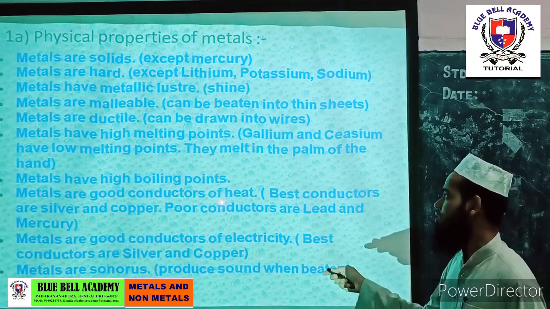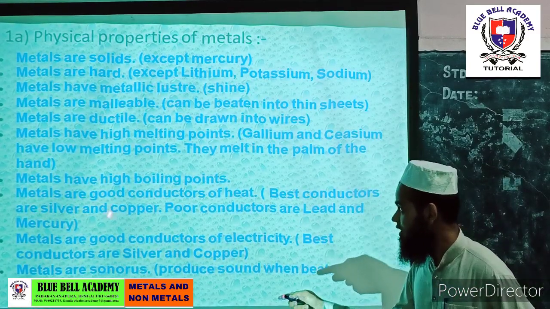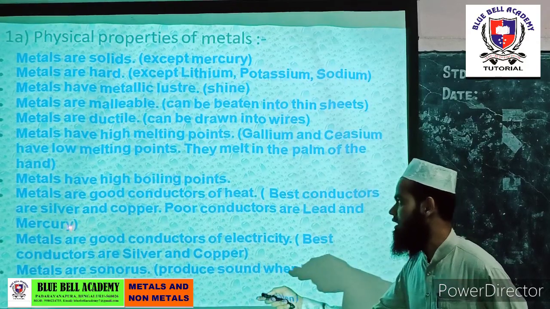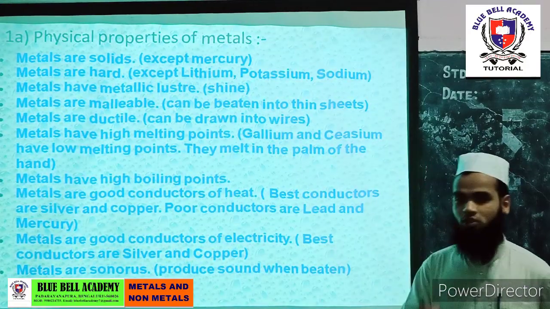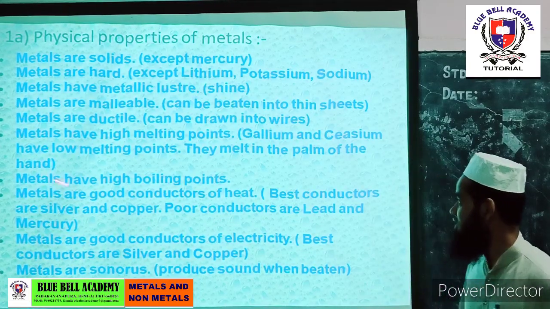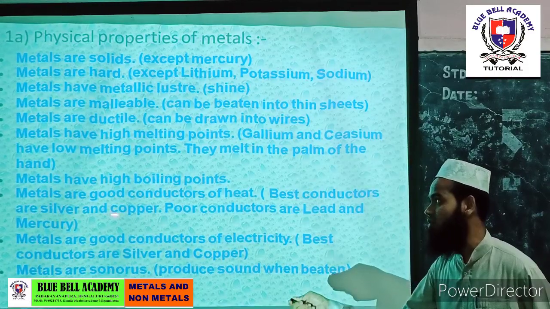Metals are good conductors of heat. Best conductors are silver and copper. Poor conductors are lead and mercury. This question also they have asked in your textbook: name the metals which are the best conductors of heat. That is silver and copper.